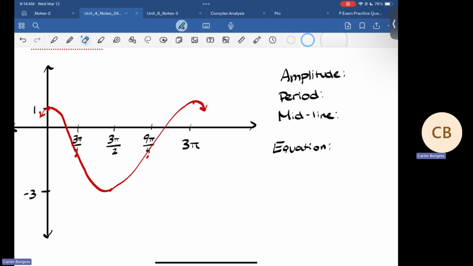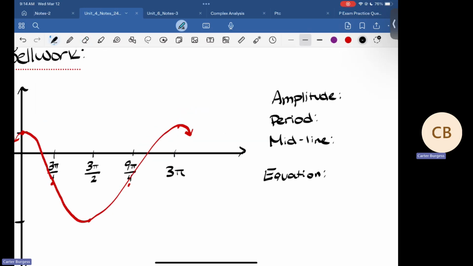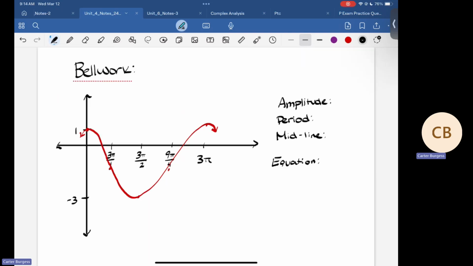Let's take a look here at our bell work. People did a really good job of synthesizing the information, and then maybe going from information to equation was a little bit tricky, which is fair. We're gonna take a look at this one here and see if we can make sense of it. Let's start with probably the easiest.